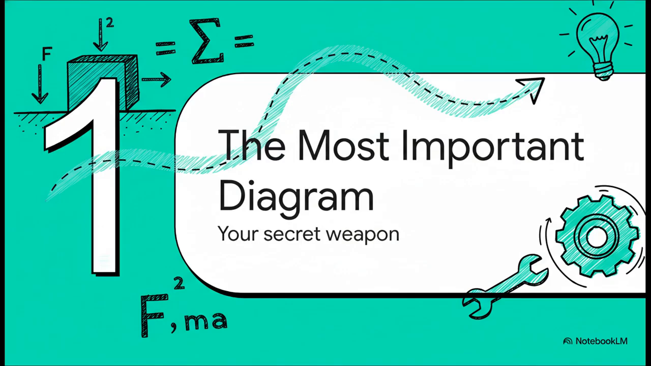You can't even begin to use that famous equation, sigma F equals ma, until you know what sigma F actually is. This diagram is how you figure that out. It's step 1, and honestly, it's the most important step you'll take.